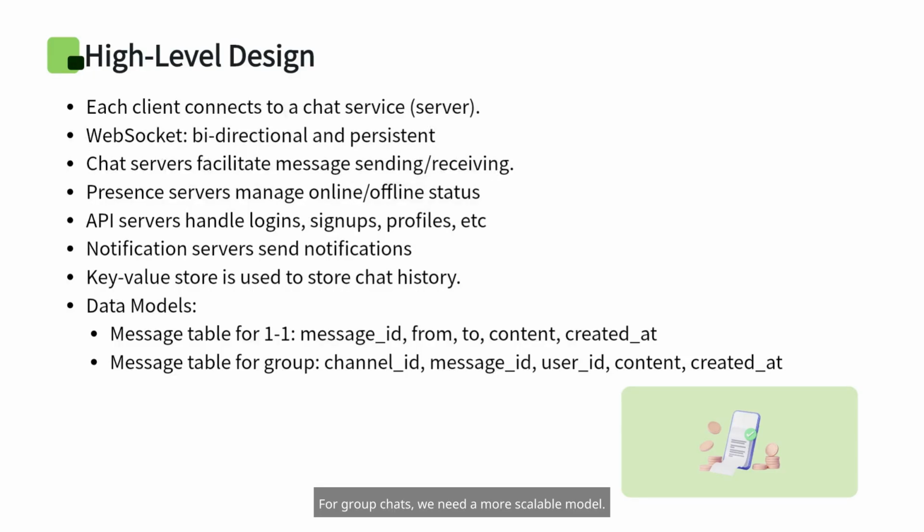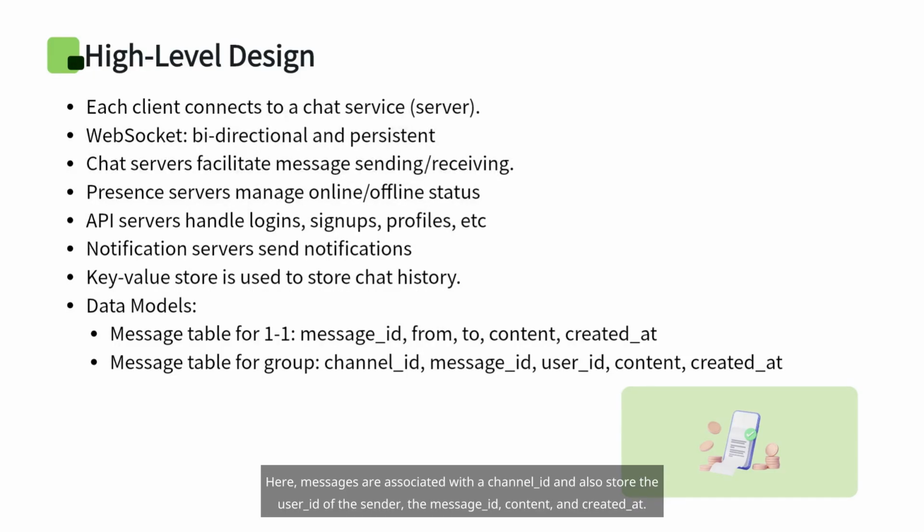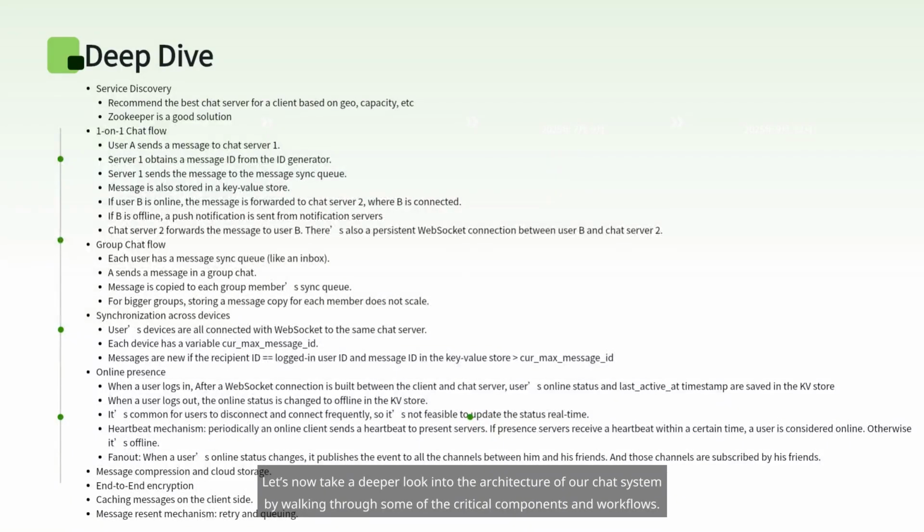For group chats, we need a more scalable model. Here, messages are associated with a channel ID and also store the user ID of the sender, the message ID, content, and created at. This structure supports features like channel history and per-user permissions. This modular, service-oriented design ensures the system is scalable, fault-tolerant, and provides a smooth, real-time user experience.